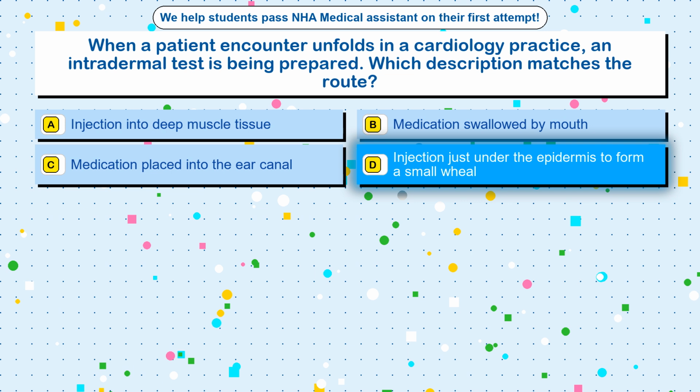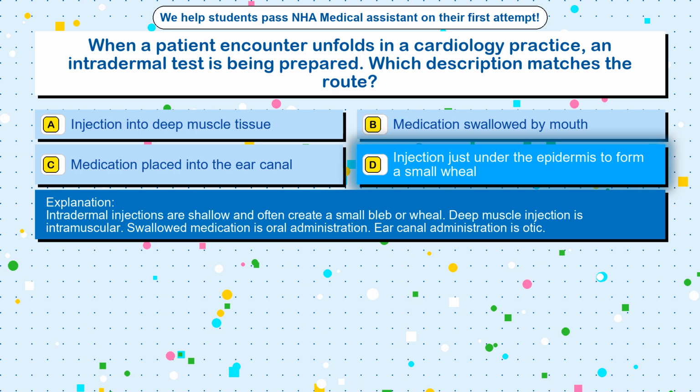The correct answer is option D, injection just under the epidermis to form a small wheal. Intradermal injections are shallow and often create a small bleb or wheal. Deep muscle injection is intramuscular.